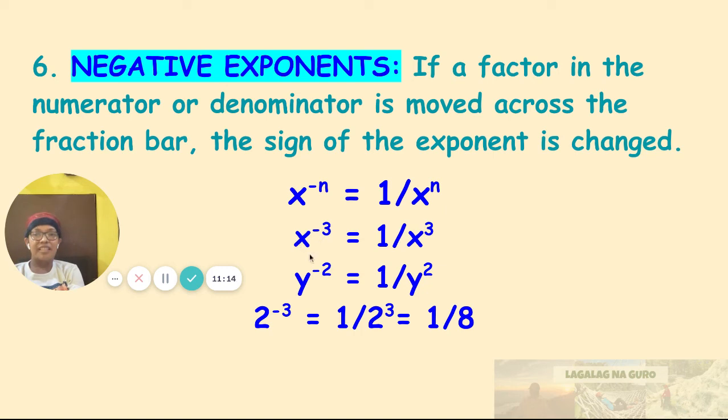For example, x to the negative n is 1 over x to the n. So just put 1, then you put it in your denominator. So x^(-3) is 1 over x^3. y^(-2) is 1 over y^2. 2^(-3) is 1 over 2^3. Again, we have 2^3, 2 times 2 times 2, so it is equal to 1 over 8.